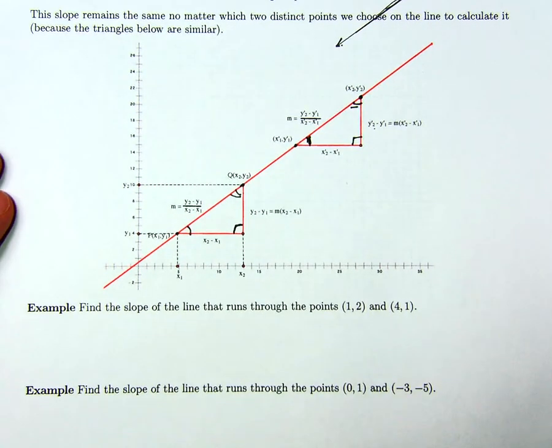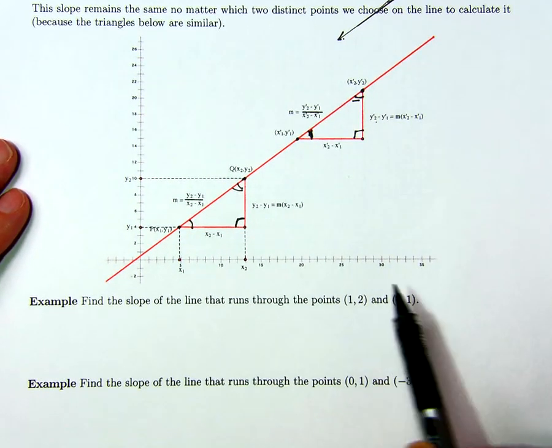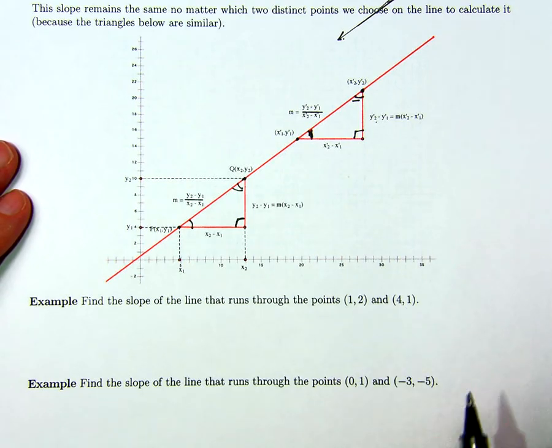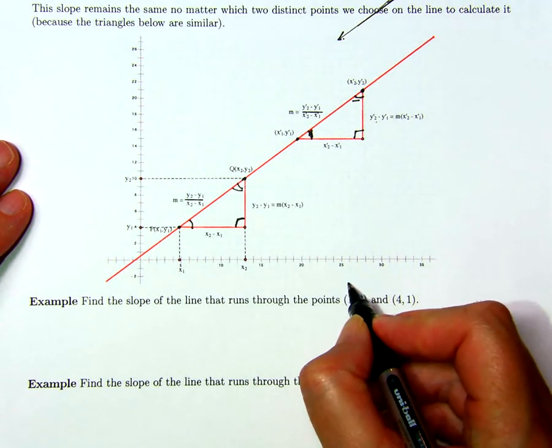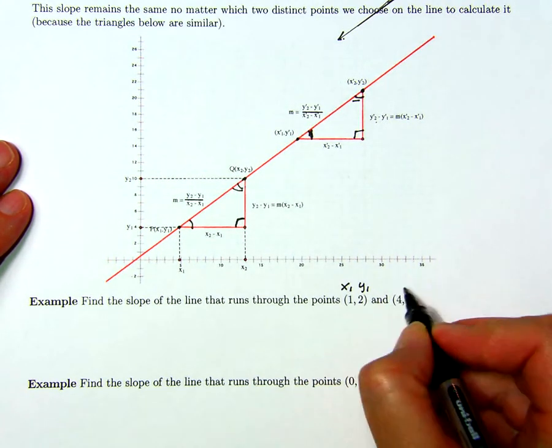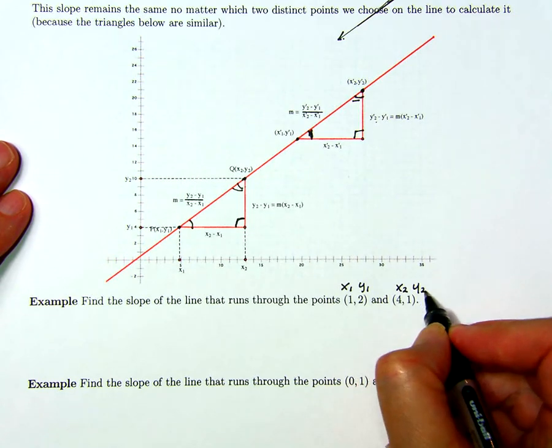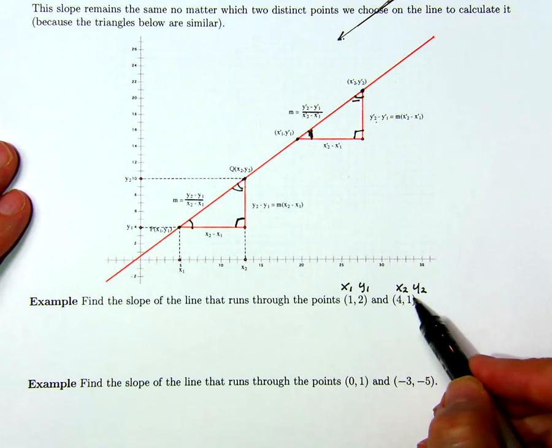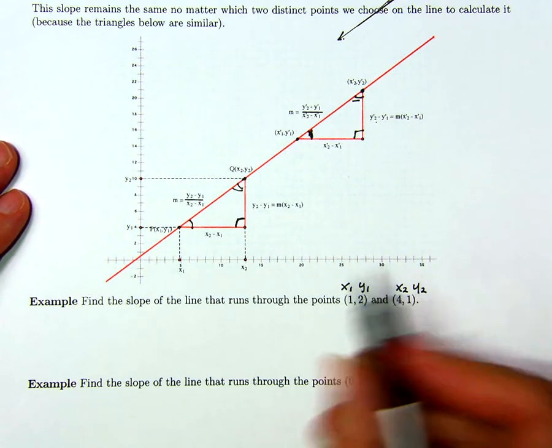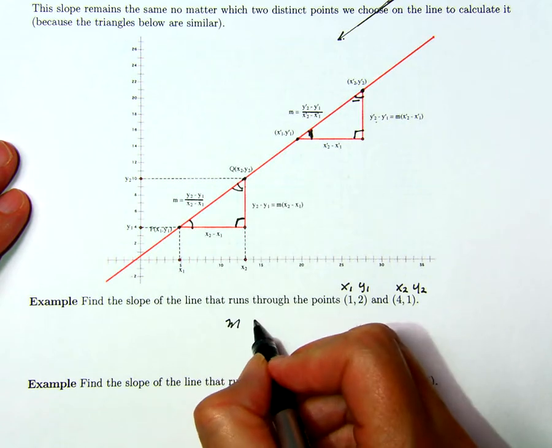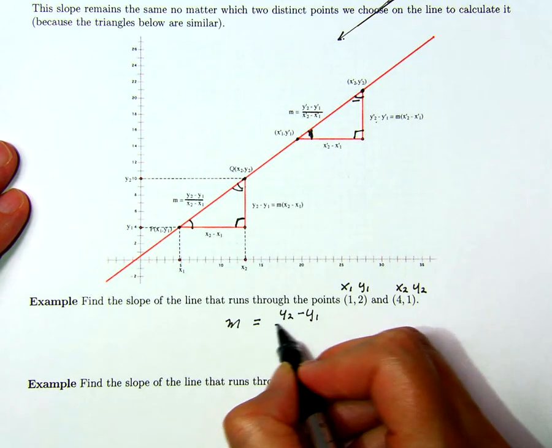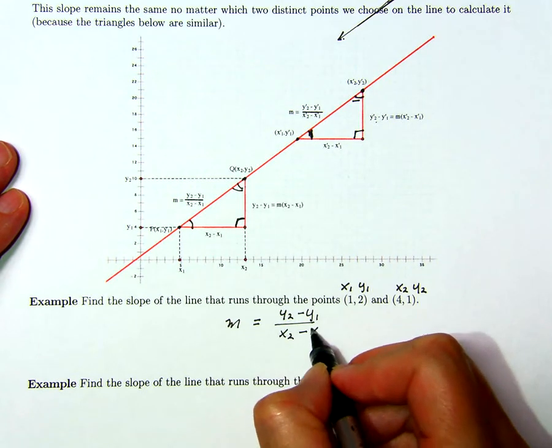So suppose I have 2 points. I know there's a unique line that runs through these 2 points. What's the slope of that line? Well, I don't need to draw the line in order to calculate the slope. I'm going to call these x1, y1, x2, y2. Doesn't matter which one I choose to be x1 and y1, or x2 and y2. And then I apply the formula. m is equal to y2 minus y1 over x2 minus x1.